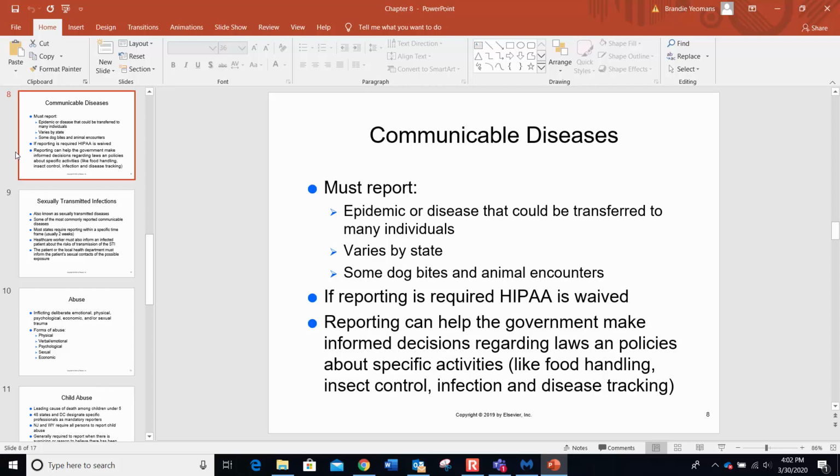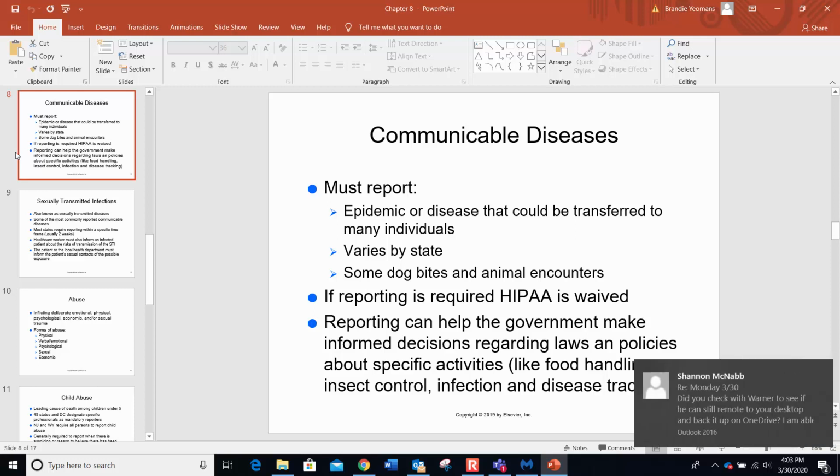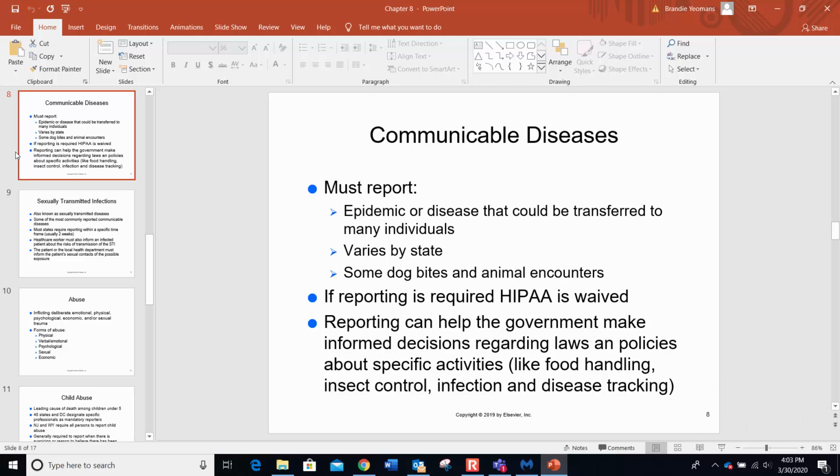Now, what we really worry about with some of these communicable diseases and appropriately notifying the local authorities is, what about HIPAA? What about HIPAA? Because we're worried. We want to keep things confidential. The thing is, we are actually okay to share this information under HIPAA.